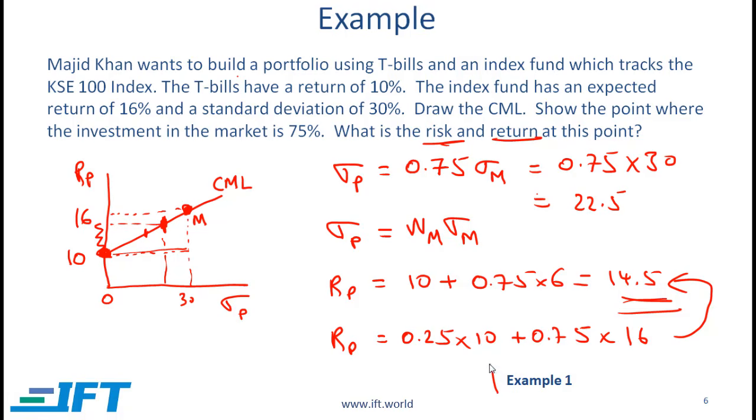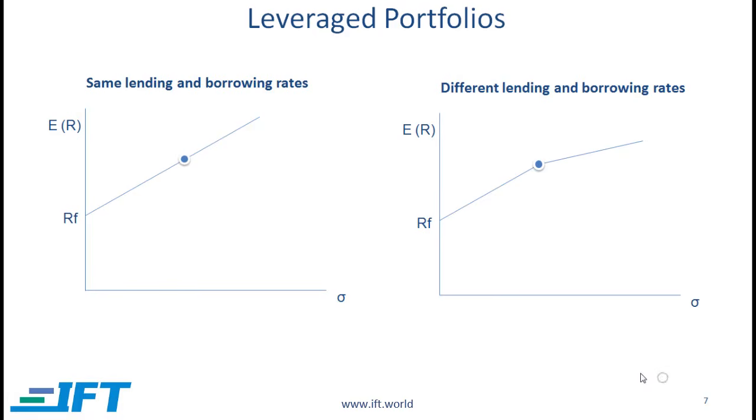Now I want you to do example 1 from the curriculum. So far, our discussion has focused on the part of the capital market line that is between the risk-free rate and the market. If you notice, in this region, we are investing in a combination of the risk-free asset and the market portfolio. When we invest in the risk-free asset, we are actually lending money to the government. Therefore, this part of the CML is also sometimes called the lending portfolio.